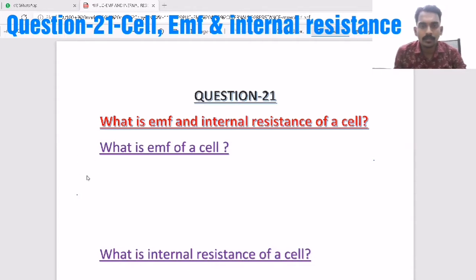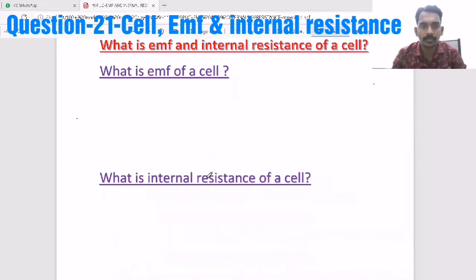Now we are going to study question number 21, which is related to EMF and internal resistance of a cell. What is a cell, what is its EMF and internal resistance, and how will questions be asked based on that? To understand everything related to it, first, what is the EMF of a cell?